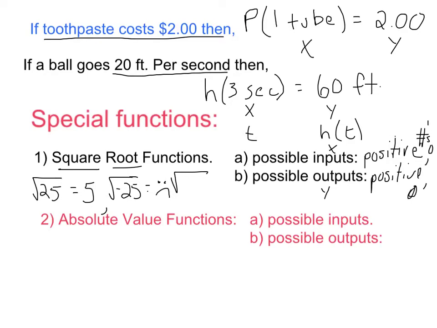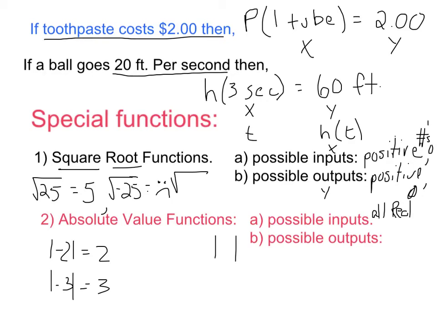Right. What about absolute value functions? Absolute values are denoted with 2 sticks and something inside. Absolute value of negative 2. How far is negative 2 from 0? It's 2. Absolute value of negative 3 is 3. So what are the possible inputs? What kind of numbers are you allowed to take the absolute value of? Well, you could take the absolute value of anything. So we say that the possible inputs are all real numbers.